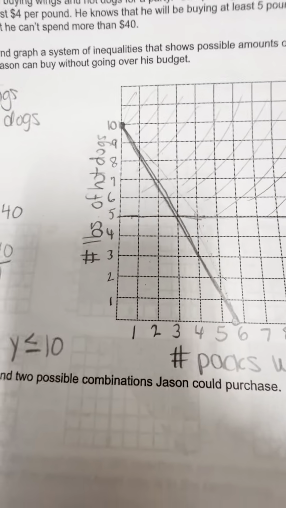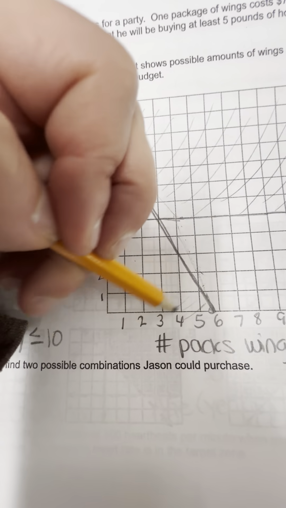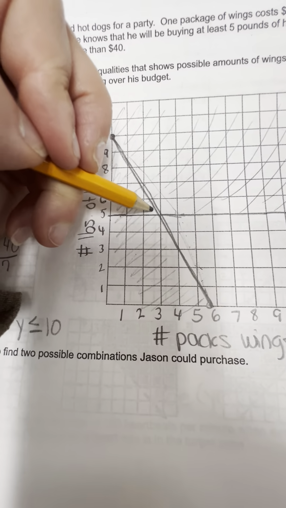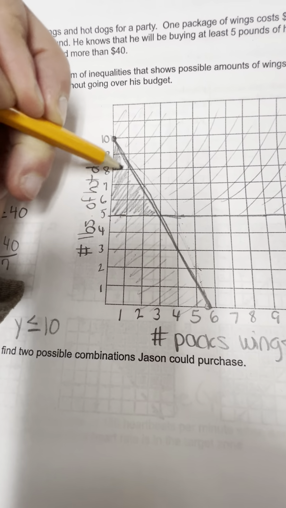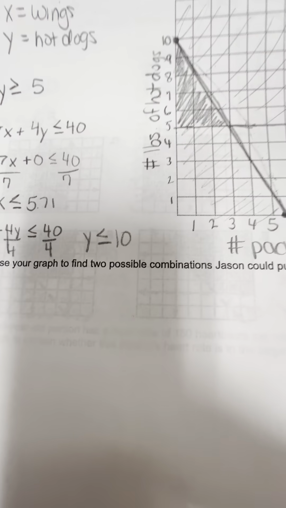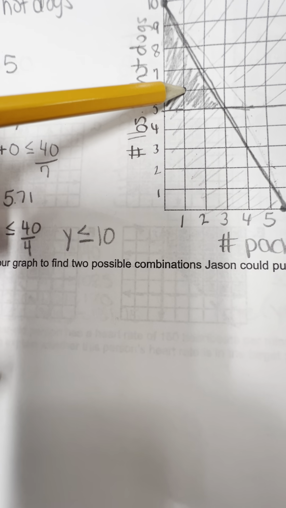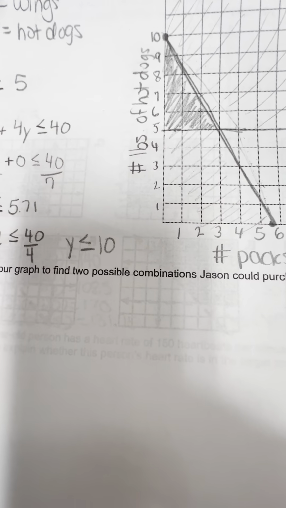All right, so it can be less than that because we can't spend more. So then we have this. This would be our shaded area. And right in here in this triangle spot is where our answer is double shaded. So any combination would work in that triangle. So I could buy, let's say, 1 pack of wings and 5 pounds of hot dogs. I could do 1 pack of wings and 6 pounds of hot dogs. Anything that goes in this dark shaded area would work.